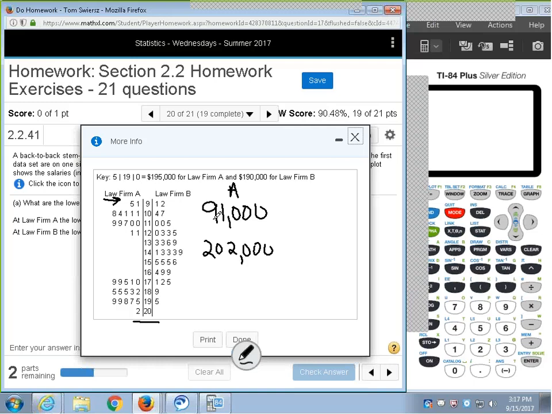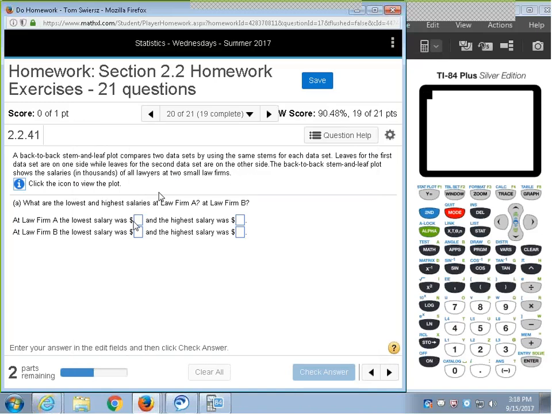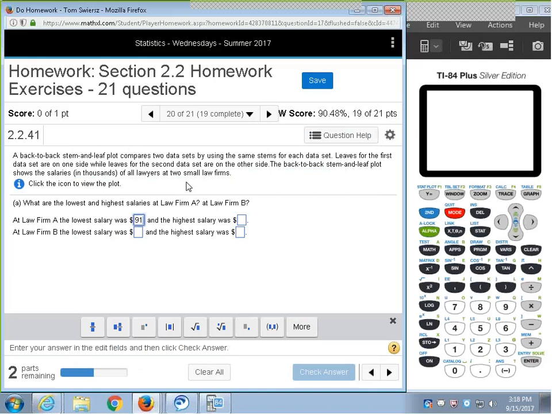So 202,000. For B, the lowest salary, again, would be a 9 with a 1, 91,000, and the highest would be 19, which is 190,000, and with the 5, that's the number of thousands, 195,000. Okay, so the lowest in A is 91,000 and the highest is 202,000; the lowest in B is 91,000 and the highest is 195,000.